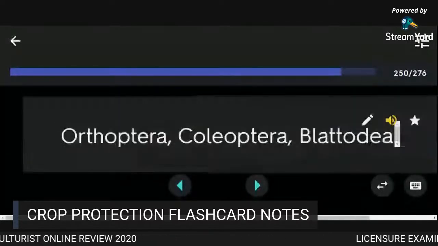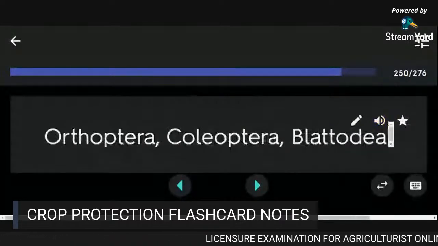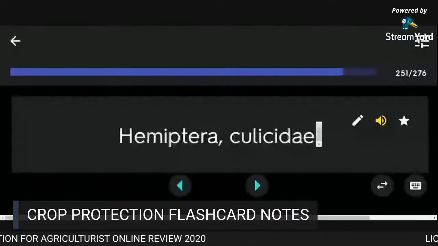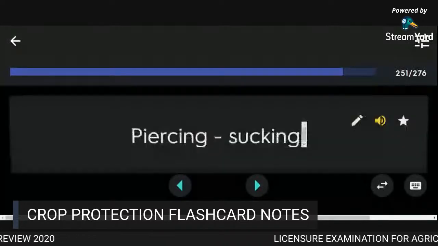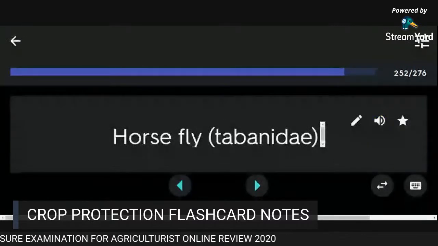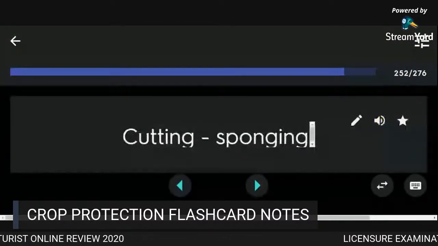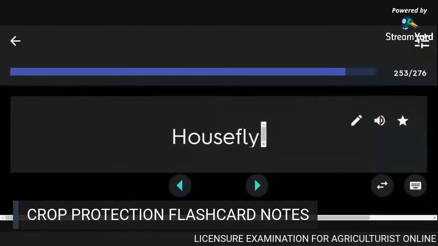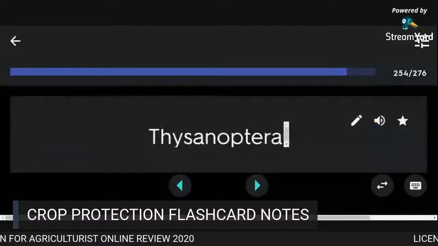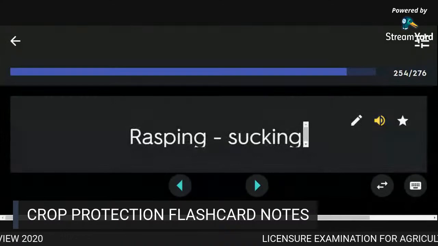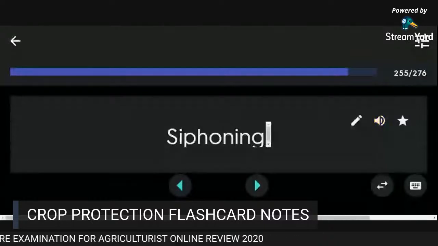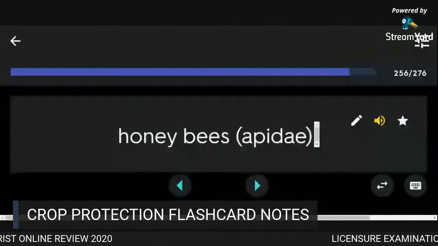Orthoptera, Coleoptera, Blattodea: chewing. Hemiptera: piercing, sucking. Horsefly: cutting, sponging. House fly: sponging. Thysanoptera: rasping, sucking. Lepidoptera: siphoning. Honeybees: chewing, lapping.